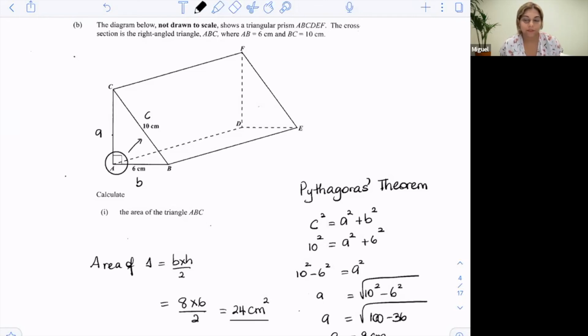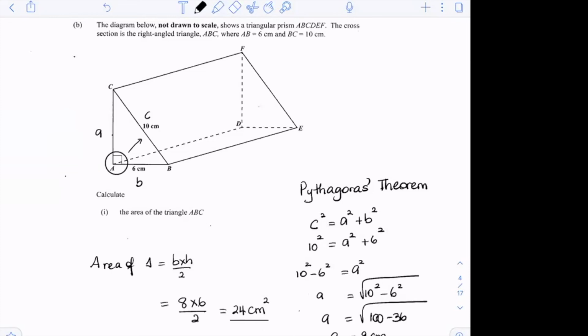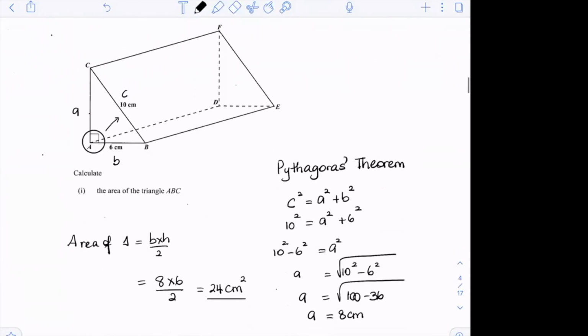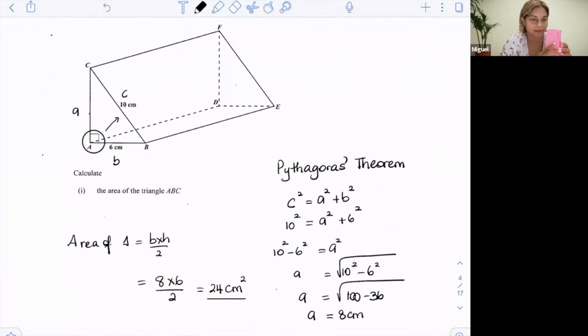Is anyone still writing? No, miss. Yeah. No. I don't have a scissors.